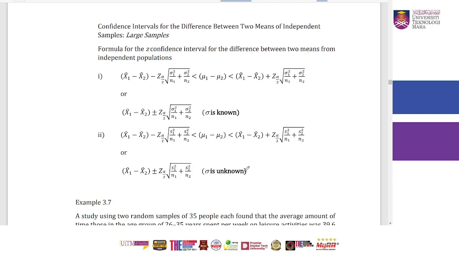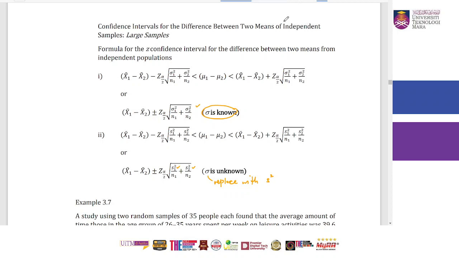Kalau sigma unknown, so this will be the situation whereby we replace the sigma, kita replace sigma ni dengan nilai sample standard deviation ataupun sample variance. Yang ni kita gunakan population variance ya. So this one is population variance sebab population variance diketahui. Tapi kalau population variance tidak diketahui, so replace with the sample variance ataupun S squared. So replace with S squared.